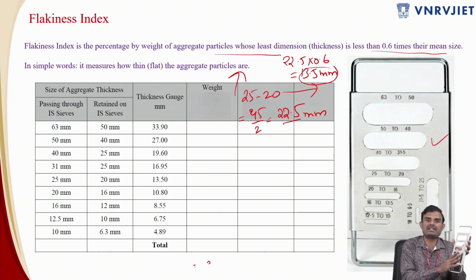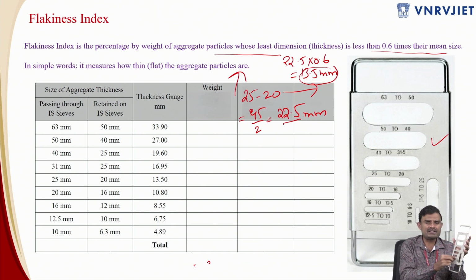Okay, so this thickness gauge has been designed in such a way that for each and every size, for example the size range of 63 to 50 mm, you are going to take the mean of that and multiply it by 0.6. Then you provide that slot over here. Similarly, for the next gauge, it is 50 to 40. You take the mean, 50 plus 40 by 2, that is 90 by 2, so the mean value is 45, and therefore you multiply with 0.6. So this will be 27 mm.